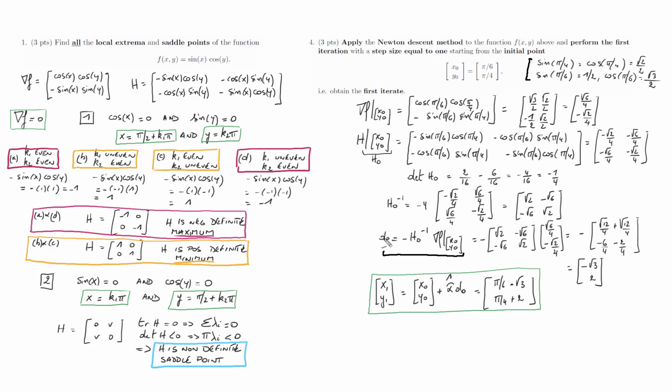And then you can compute the descent direction minus. Here is the inverse of the Hessian, and here we have the gradient. And if you do the calculations, this is here the descent direction, right? And here it says that you have to use a step size equal to 1. So x1, y1 is the initial point, the initial estimate, plus alpha, which is 1 here, times the descent direction. And if you do the calculations, this is what you obtain.